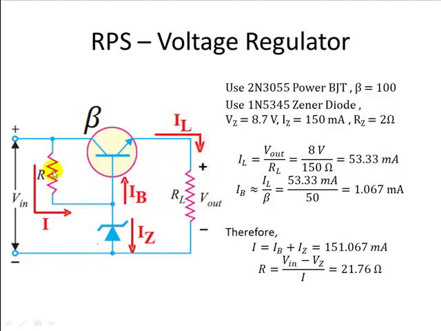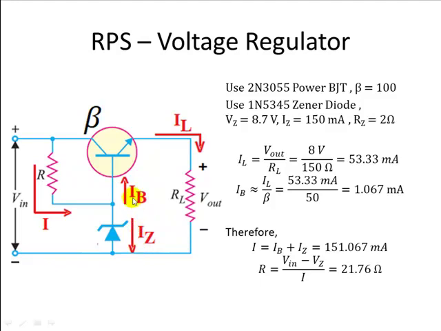And please observe the current flowing through the resistance R is I. This gets split into two parts. One part of the current flows into the base of the transistor that I have represented as IB, and the other part flows into the reverse biased Zener diode that I have represented as IZ.